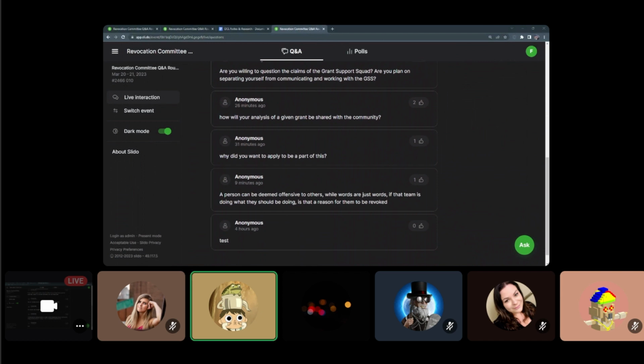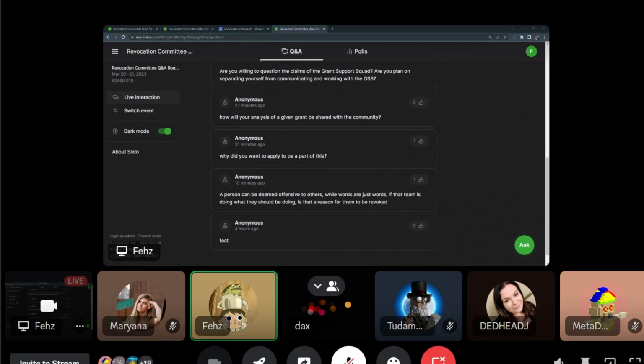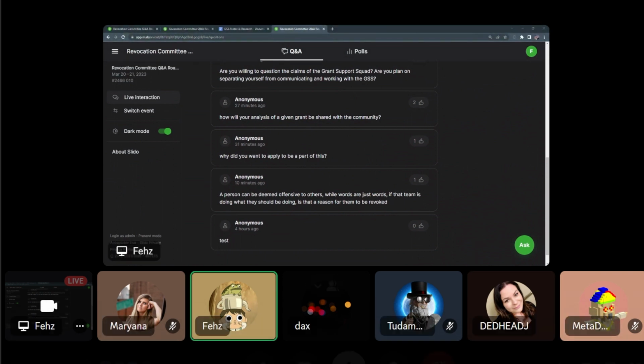Who wants to jump first? I would like to take that, actually. If a person is being offensive to others, in what way? In Discord, in Twitter, or in relation to the grant? I'm a little confused by the question. I don't know if the person who typed it actually. I was going to ask the same. Is the person that posed that question here, and can they clarify?